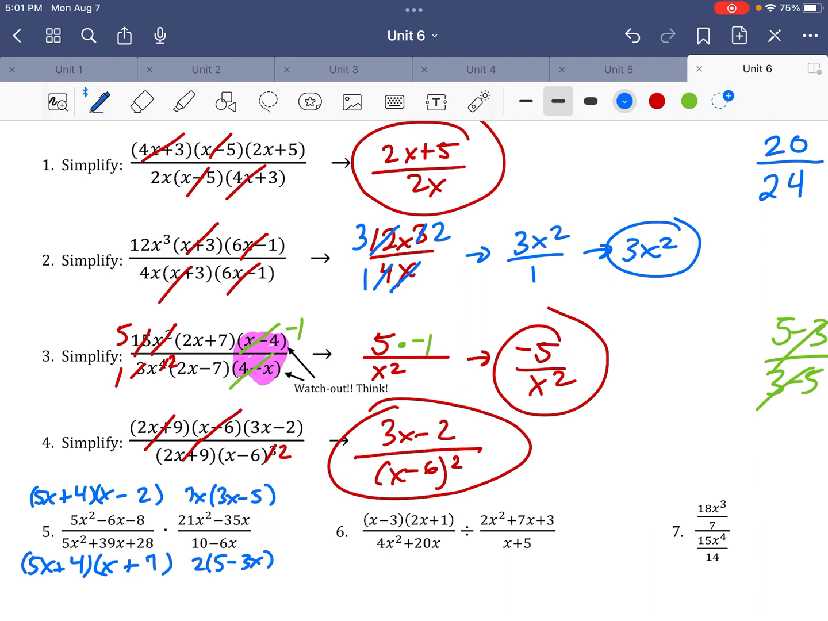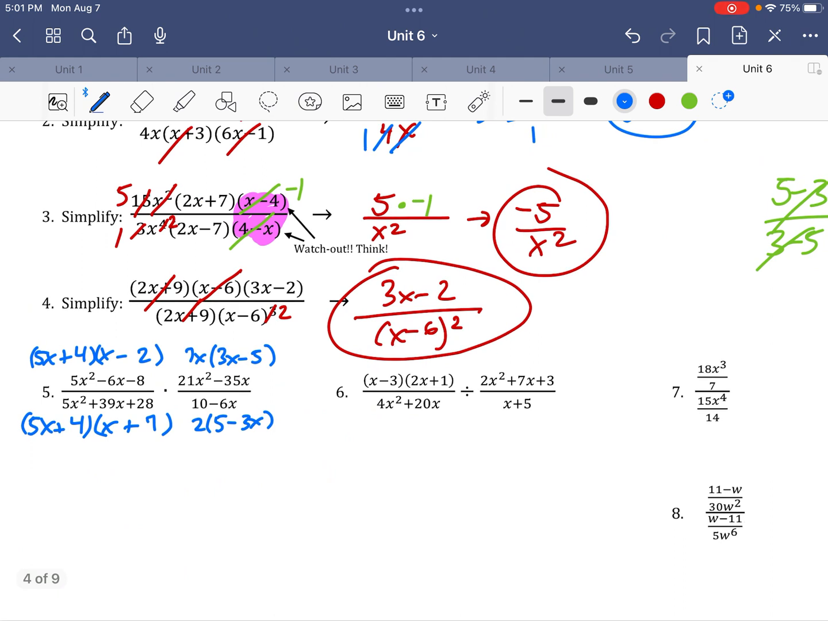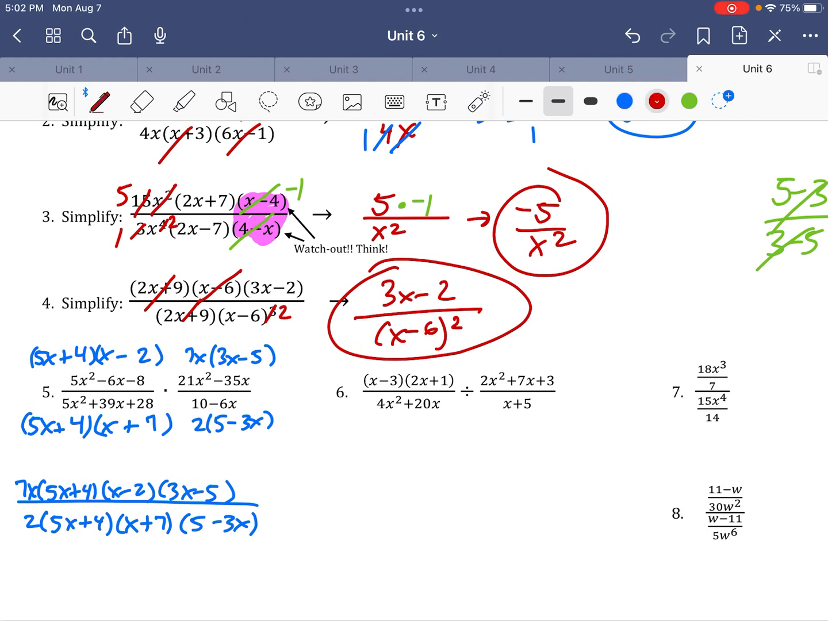Okay. All right. So basically you're kind of done here. But if you want to go the long way about it, what you're doing when you're multiplying is gathering all the things on top together. So we have a 5x plus 4, an x minus 2, a 3x minus 5, I'm going to put that 7x there, and everything on the bottom. So I have 5x plus 4, x plus 7, 5 minus 3x, and then put that 2 in front. All right, and so basically now it turns into one of the 4 problems we did earlier. And so you just start canceling.